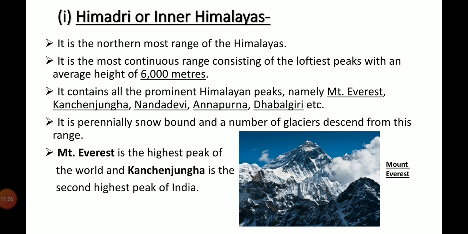Here you see the two short questions. Which is the highest peak of the world? The answer is Mount Everest, which belongs to the Himalayan mountain range. And which is the second highest peak of India? Kanchenjunga, which also belongs to the Himalayan mountain range and is a subpart of Himadri.